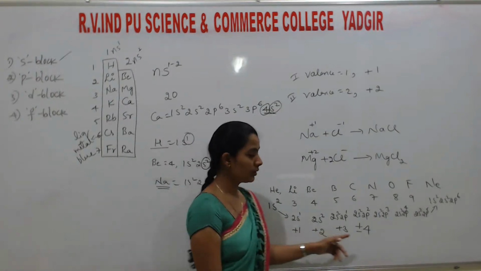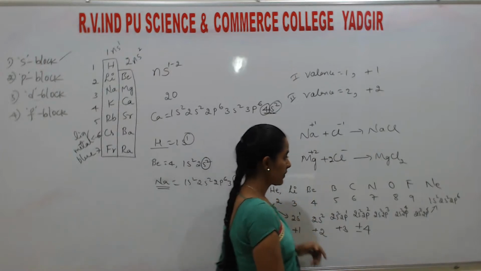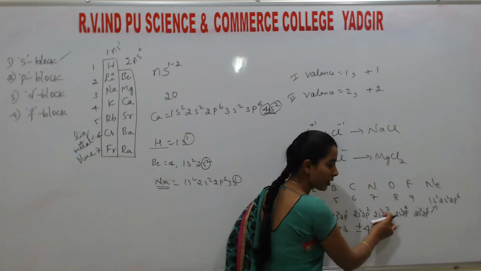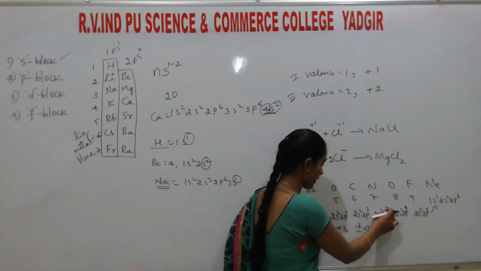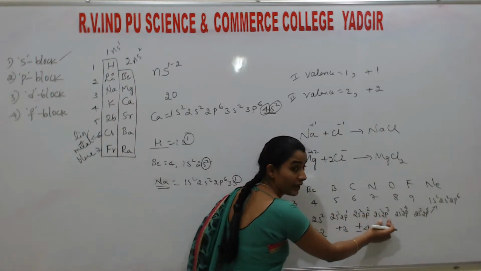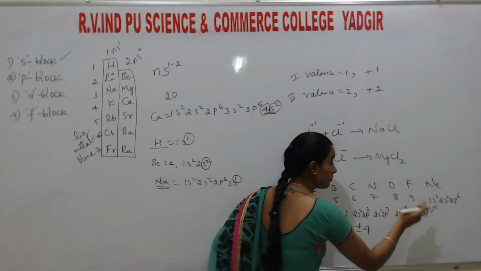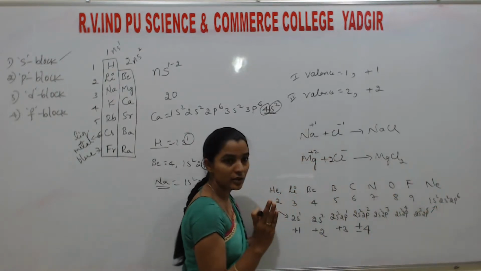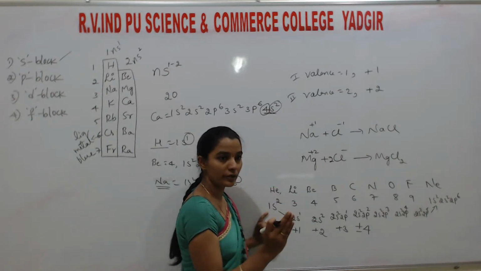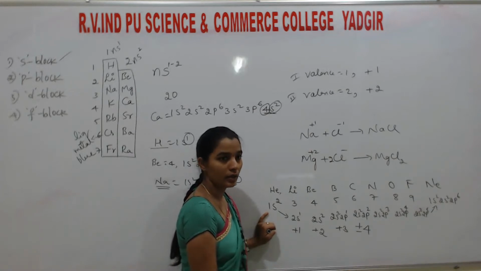Understand? It exhibits both plus or minus oxidation state. Next, nitrogen is 2s2 2p3, so 5 valence electrons are there. To attain helium configuration, we have to remove 5 electrons. To attain neon configuration, we have to add 3 extra electrons. Which one is most preferable? Instead of removal of 5 electrons, addition of 3 electrons is most preferable.